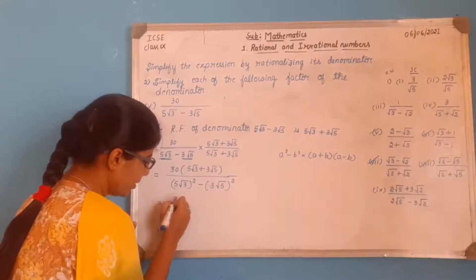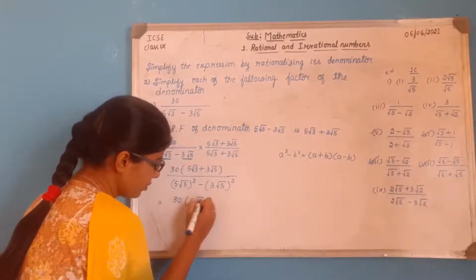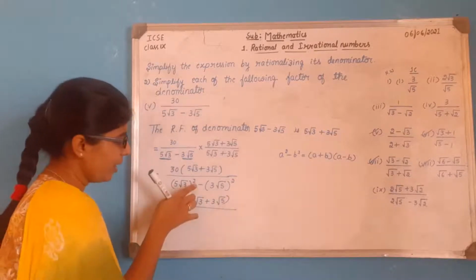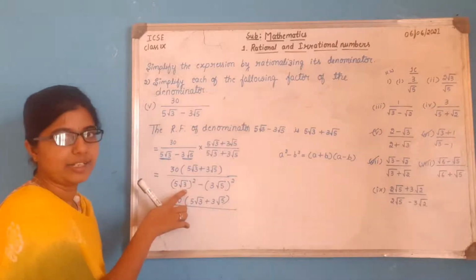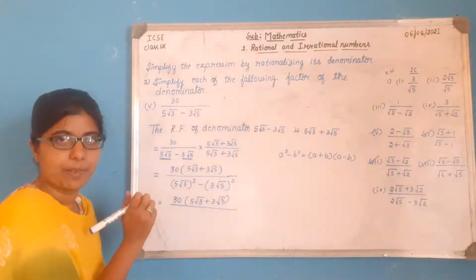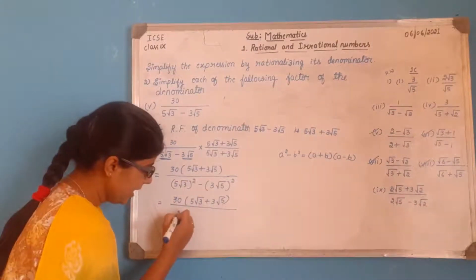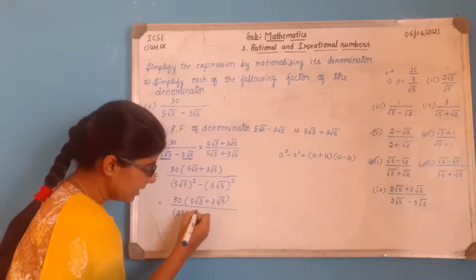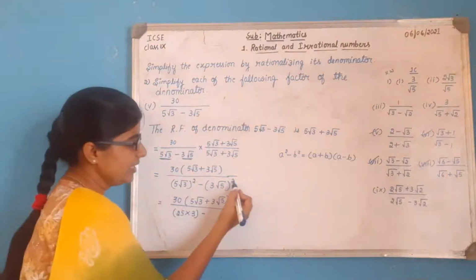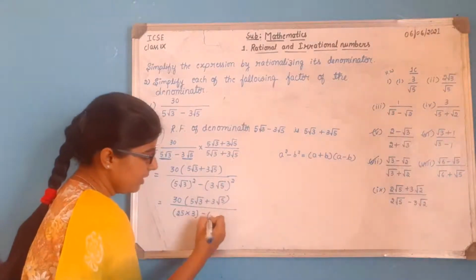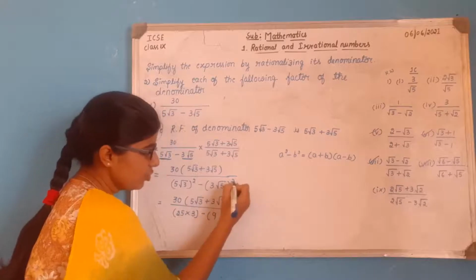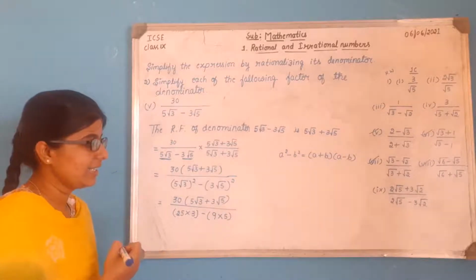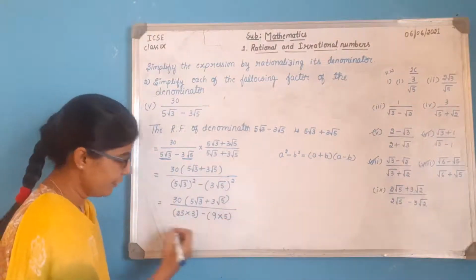Now keep the numerator as it is, no changes: 30 into 5√3 plus 3√5, divided by, so apply this square to both the constant and the surd. 5 square is 25, into the square and square root cancel, so 3 remains, minus. Apply this square to both 3 and √5. 3 square is 9, 3 3s are 9, and here the square and square root cancel, so 5 remains.